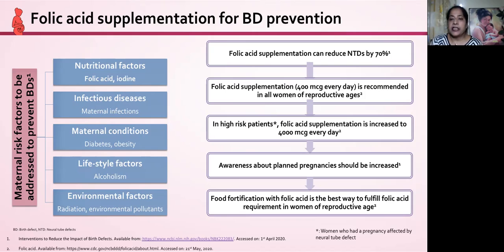Folic acid supplementation can reduce these defects. 400 micrograms every day is recommended to all women of reproductive age. In high risk patients, however, a higher dose of folic acid, 4 milligrams, or even 5 milligram tablets, which are available, can be given every day. Awareness about planned pregnancy should be increased, and food fortification with folic acid is the best way to fulfill the folic acid requirement in women of reproductive age.